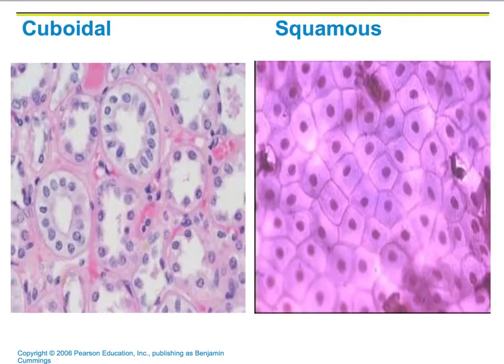Here you can see a comparison between a cuboidal and a squamous. Squamous has this very flat appearance, making a big flat layer, whereas the cuboidals are surrounding these hollow glands or tubes.